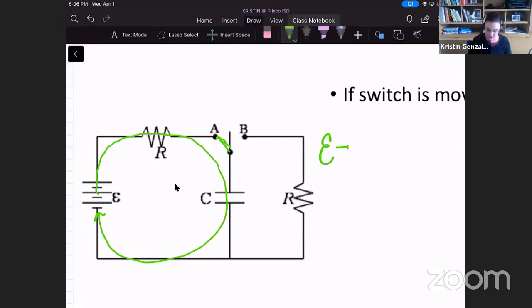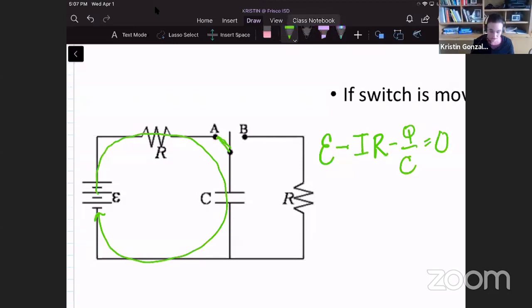Okay, so we've got the EMF of the battery minus the potential difference across that resistor. How could we get that potential difference? It's equal to the current through that resistor times that resistance. And then we also have the capacitor, and we can get the voltage drop across the capacitor because that V is equal to Q over C. And then we get back, and we should come back to 0 there.